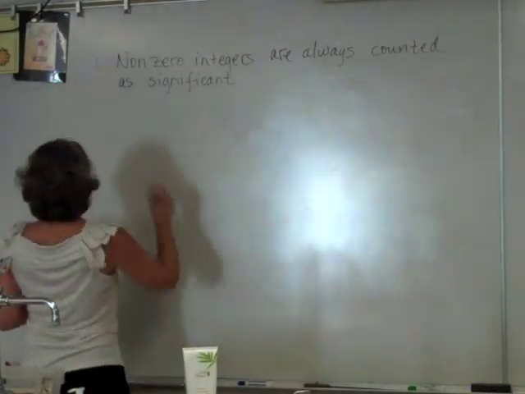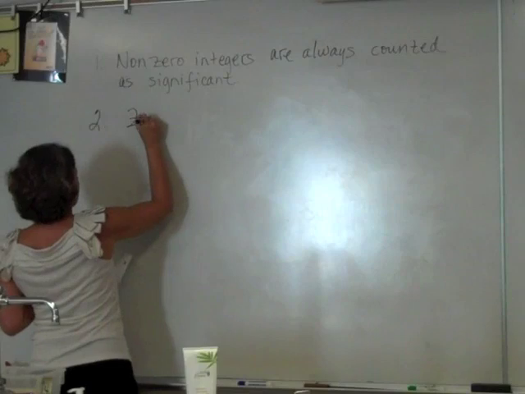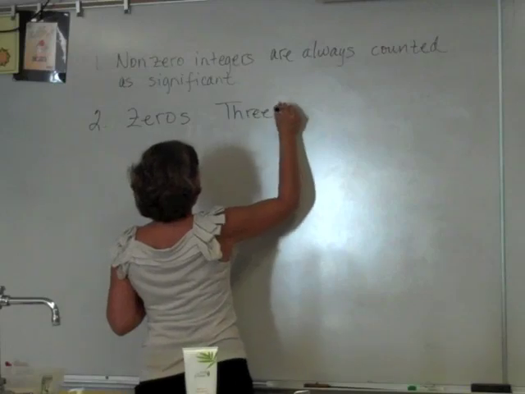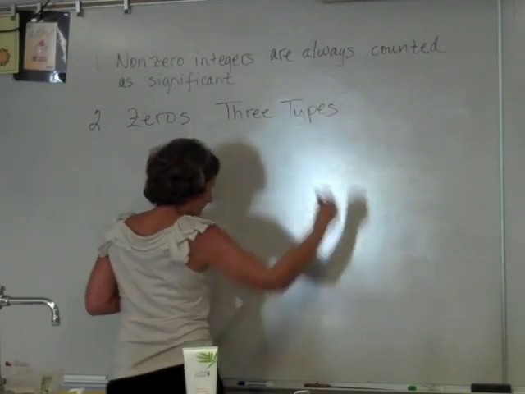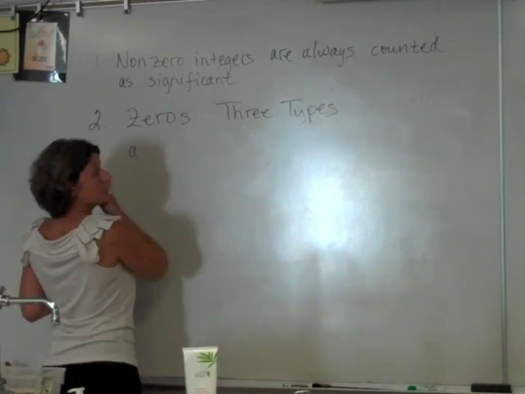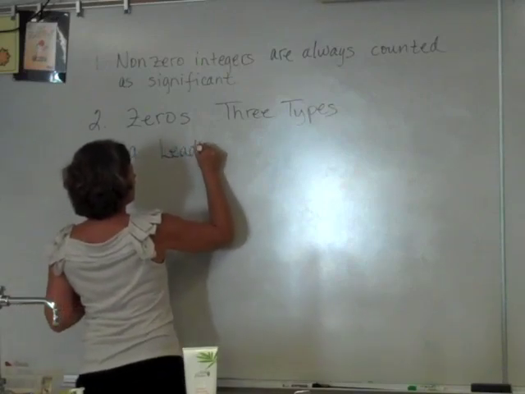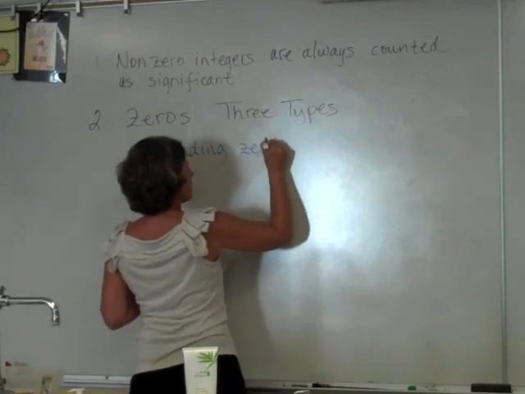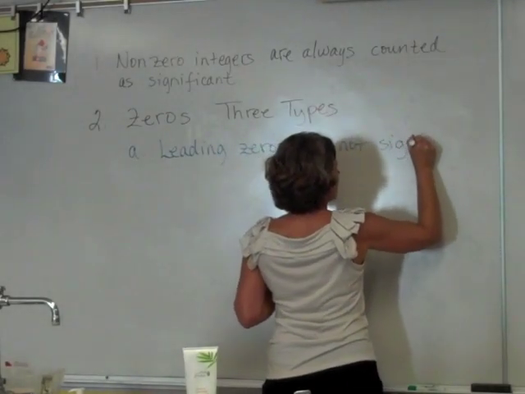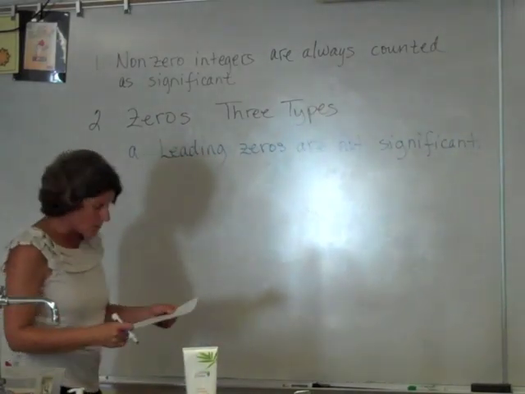Now for zeros, there are three kinds. There are three types of zeros. There is the leading zero. Leading zeros are not significant. They're placeholders, is what they are.